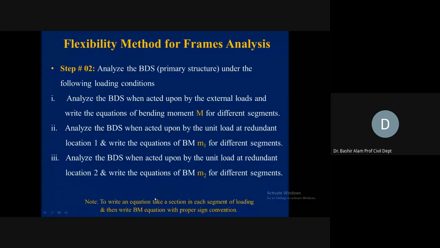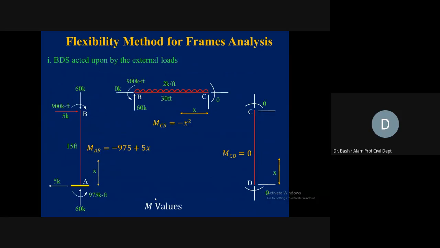Next, we analyze this basic determinate structure under the actual externally applied loads, and we will write the capital M equations for each segment. And then we analyze the same basic determinate structure under the application of the unit load at redundant location. So when it is corresponding to location 1, we generate the M1 equations, and when it is corresponding to AR2, we generate the M2 values, and so on.